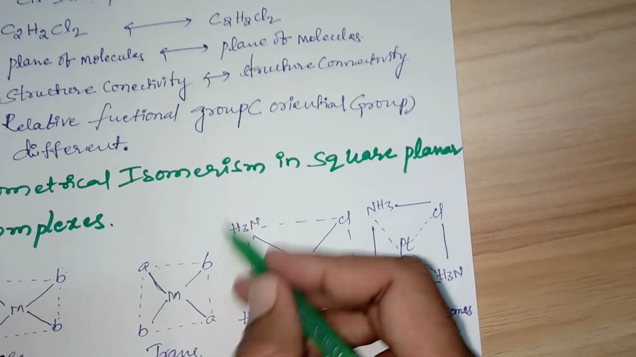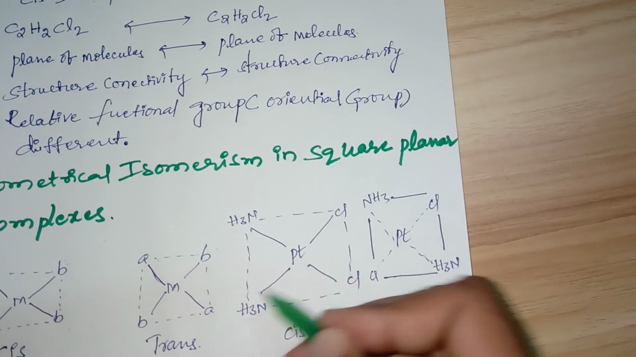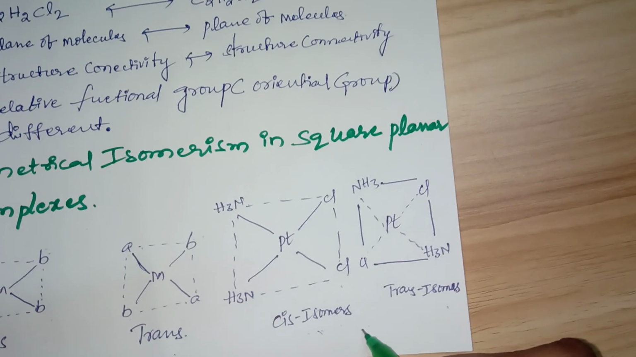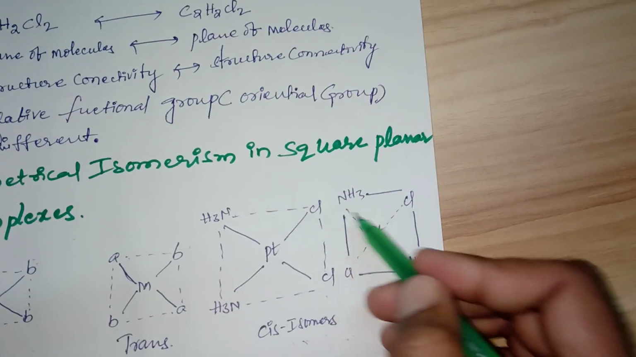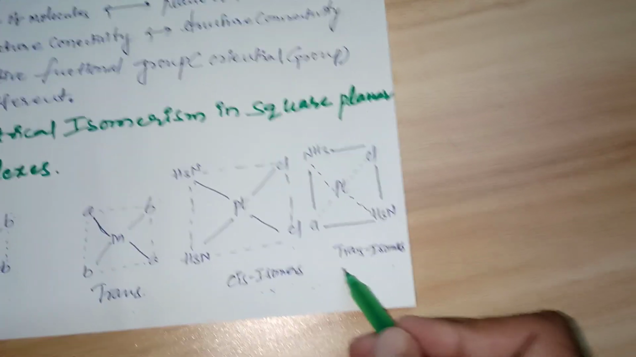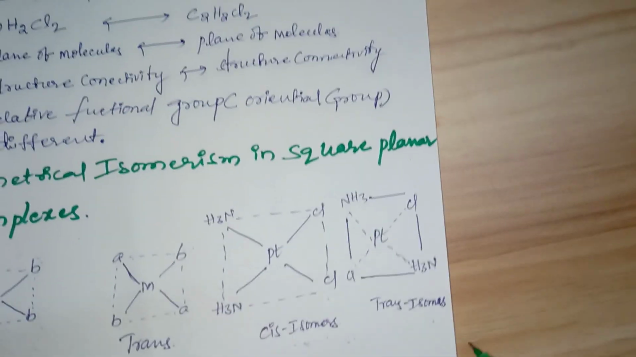So H3N, ammonia, and chlorine, right? Here the ammonia is on the same side and the chlorines are on the same side, right? Cis isomer. And here is NH3 opposite to chlorine, and here is the chlorine. So it is in the opposite direction; that's why it is called the trans isomer, right?